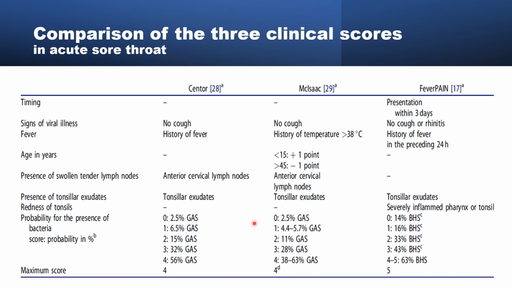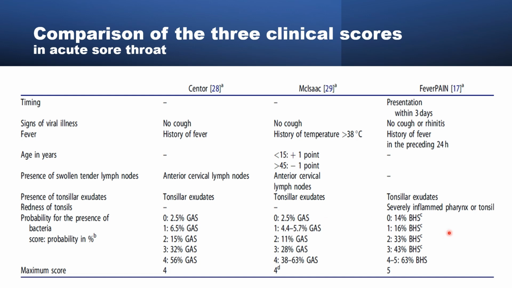Note that with very low scores, like a 0 or a 1, both the Centor and the McIsaac would have very low chance of having a group A beta hemolytic strep. With the FeverPAIN, the probability is higher. With a FeverPAIN score of 1, the probability is about 16%. This is almost double the probability for the other two scores.